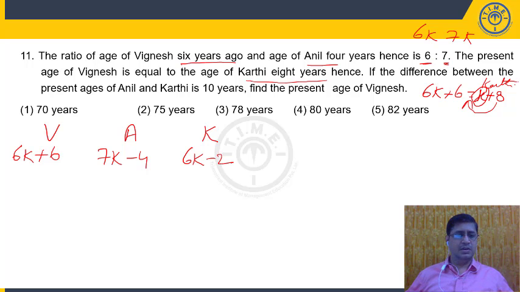If the difference between the present ages of Anil and Karthi is 10 years, the difference in these two is equal to 10 years. Now simplify. 7K minus 6K.